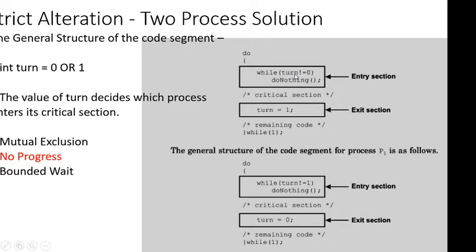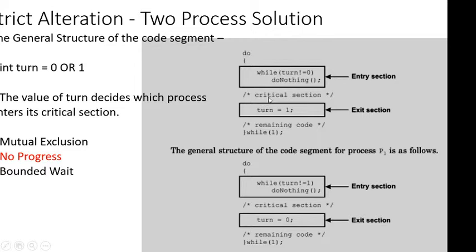So it says turn not equal to zero. It is false, because turn is equal to zero. So if this becomes false, it will not enter this while loop. If it does not enter this while loop, that means process zero's critical section will be executed. So when turn is zero, turn not equal to zero is false. It will not go inside this while loop. It will go into the critical section, and it'll run its critical section.